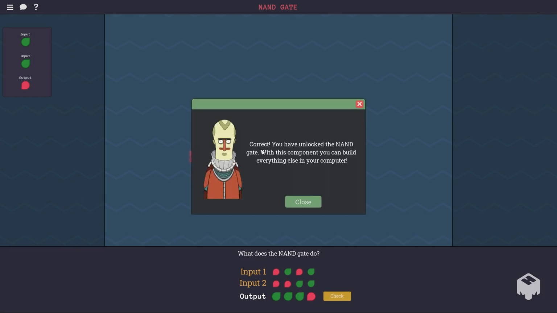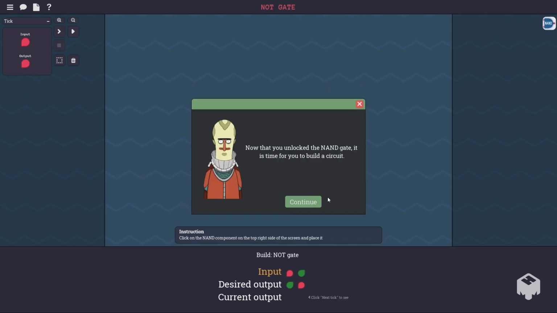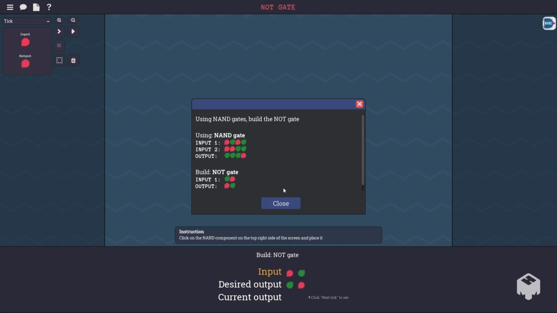Correct, you have unlocked the NAND gate. With this component, you can build everything else in your computer. Now that you unlocked the NAND gate, it is time for you to build a circuit. Last level, you made the table that described the circuit. In this level, you build a circuit that matches the table. Using NAND gates, build a NOT gate.